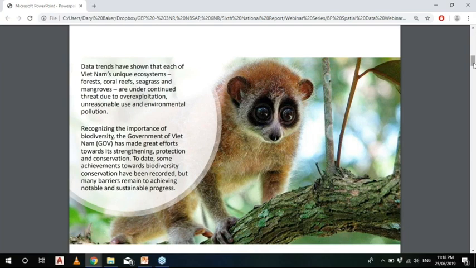So Vietnam has achieved some results in biodiversity. However, there are still some barriers, and more actions need to be taken. That's why in the sixth national report, we have presented this trend, using spatial data to show the change in biodiversity and what actions have been taken.